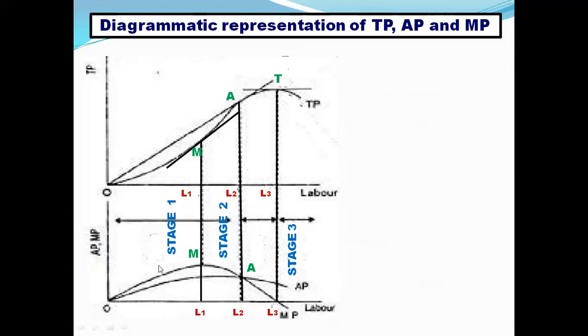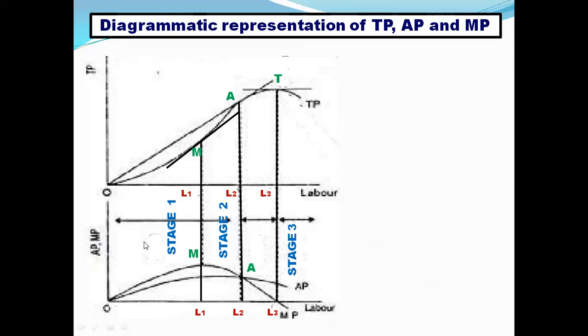Now draw MP. So here this is the maximum of MP, right? So first you will draw a curve like this, right? And you will make the MP curve maximum at point M here, right? And thereafter it will start decreasing. And here we get this point touching the horizontal axis. Here TP was maximum, so MP becomes 0. So you will draw in this way so that it comes here, touching this line, right? Then it becomes negative, right?